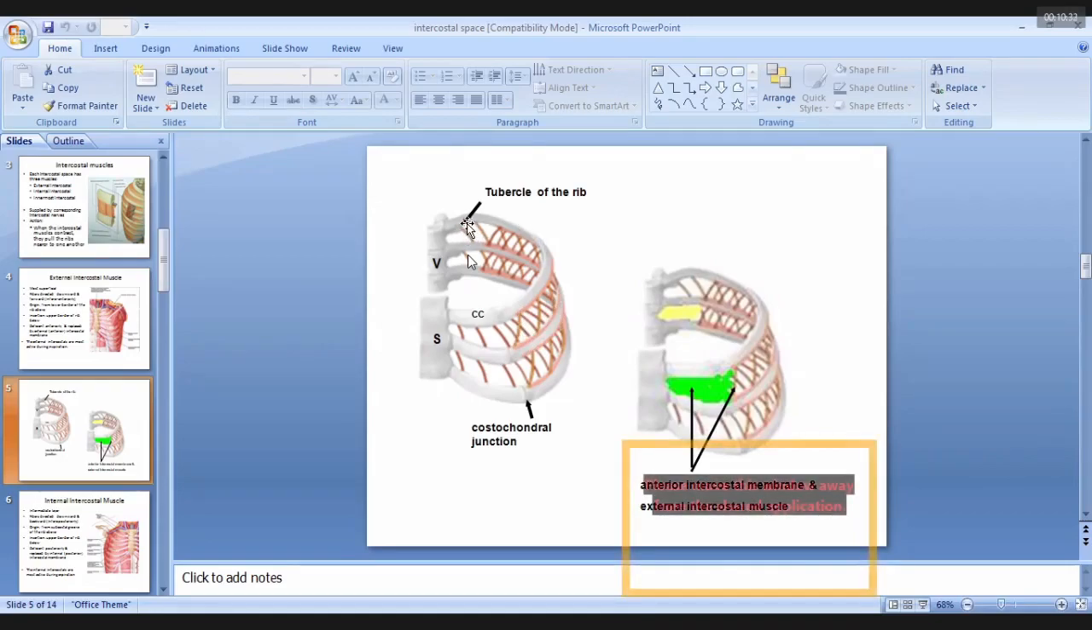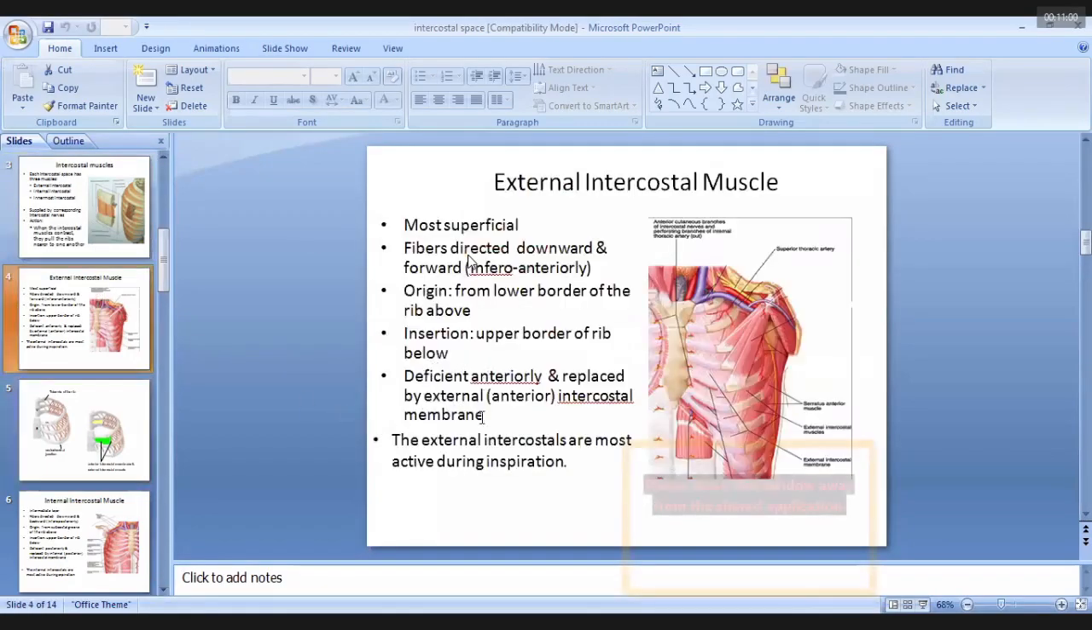This muscle extends from the tubercle of the rib to the costochondral junction, the junction between the rib and the costal cartilage. It means this space is deficient of the external intercostal muscle, and is then replaced by a type of aponeurosis or membrane. Because it is present anteriorly, it is known as the anterior intercostal membrane, and related to the external intercostal muscle, it is also known as the external intercostal membrane.